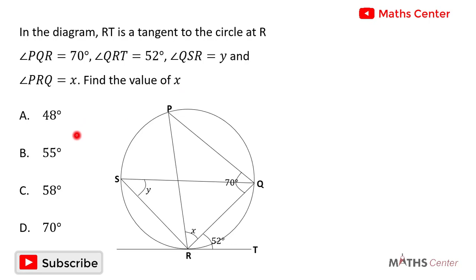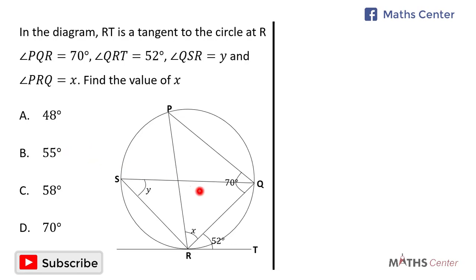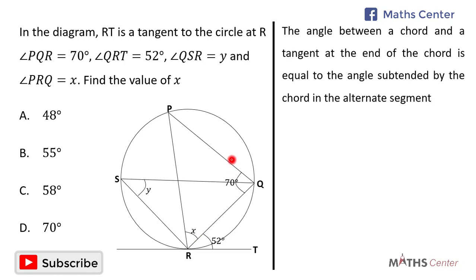This is a multiple choice question, and so we will solve the question, and after that we will pick the correct option. We are going to use the information found on this diagram to find the value of X. One of the theorems of a circle is that in a circle, the angle between a chord and a tangent at the end of the chord is equal to the angle subtended by the chord in the alternate segment.